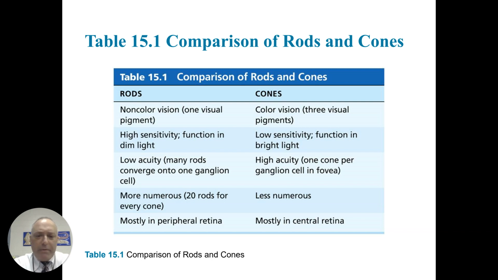The cones have low sensitivity, but they function in bright light, and they have high acuity, which means that each cone is going to have its own ganglion cell. But they're less numerous than the rods, and you would find the cones in high density in the fovea, or the central region of the retina.